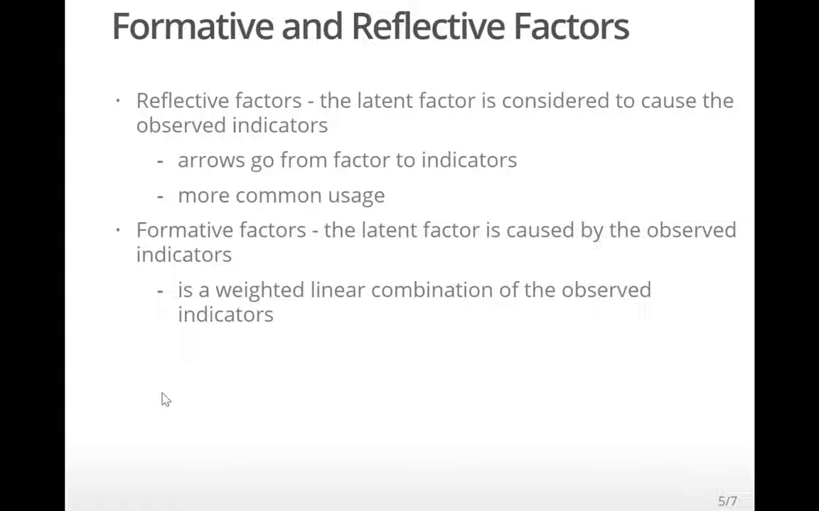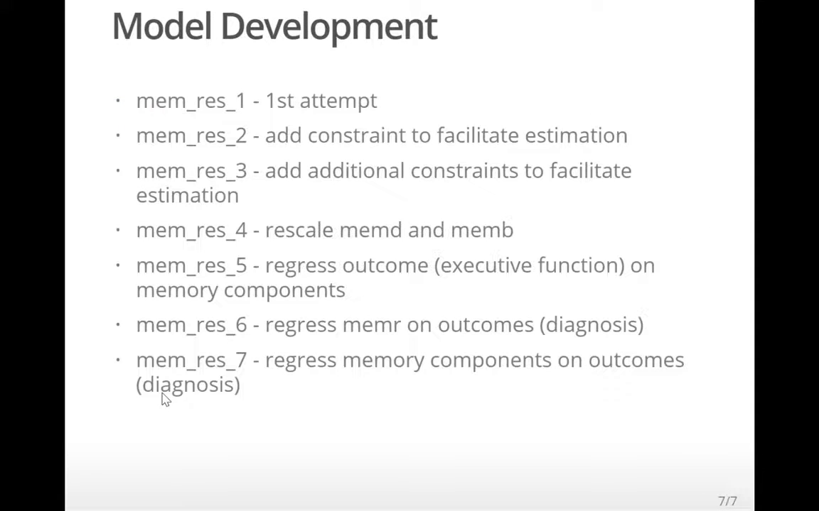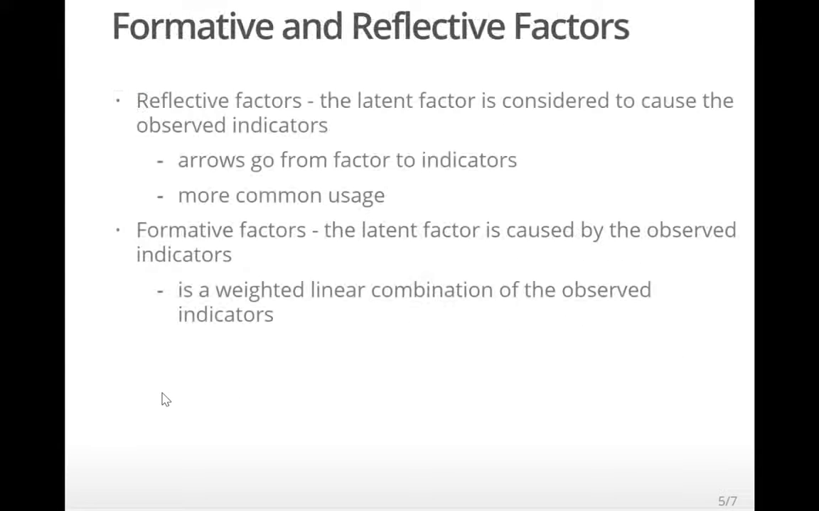In psychology, like personality scales, and cognition, we tend to use reflective factors because we're dealing with variables that are highly correlated, and it makes sense to think that there's one underlying latent variable causing the covariance or correlation among all those factors.